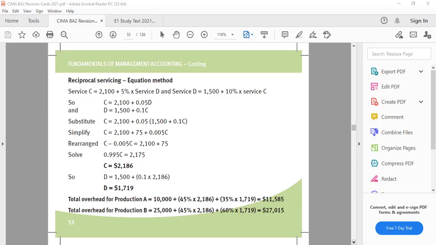Substitute D in C. C already we know C is equal to 2100 plus 0.05 into 1790. C is equal to 2186.